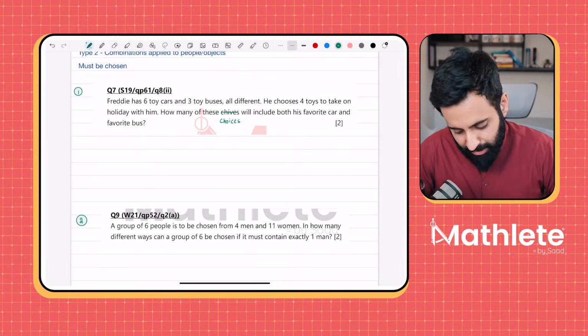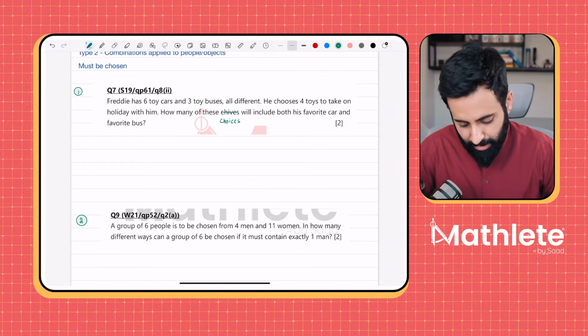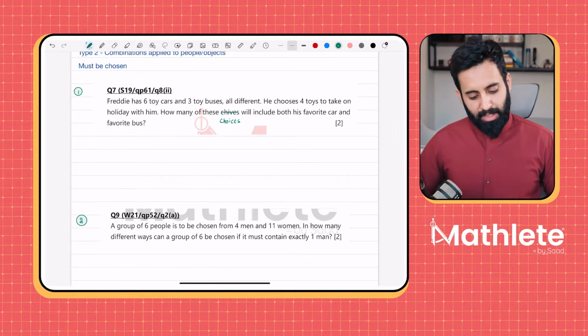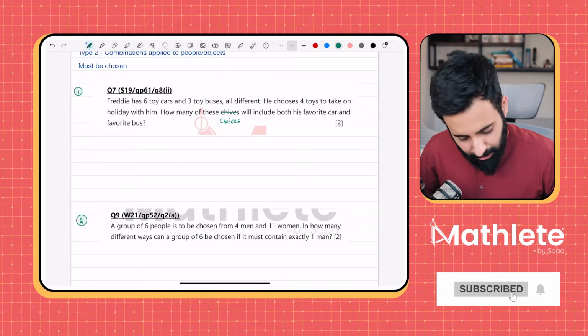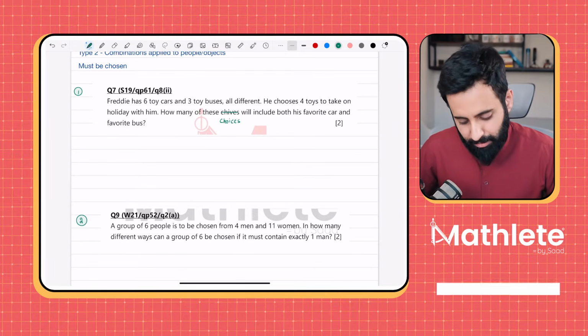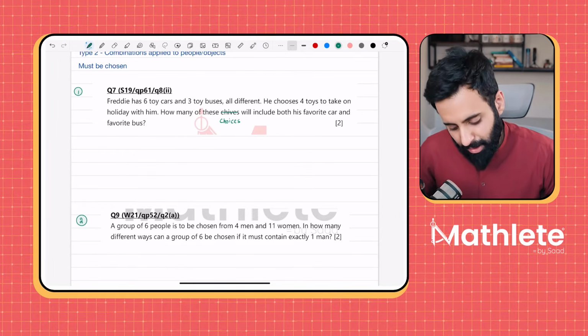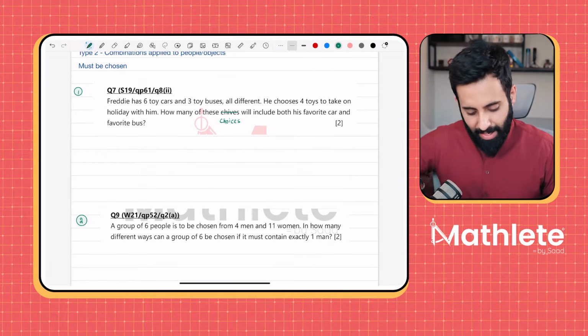So now let's get into this video and let's solve this question. It says Freddy has 6 toy cars and 3 toy buses, all different. He chooses 4 toys to take on the holiday with him. How many of these choices, so it's a little misprint here, will include both his favorite car and favorite bus?